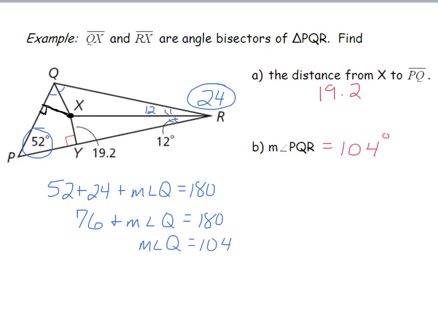Now, pay close attention to what the question is asking you. If they're asking specifically for PQR, PQR in this case is the whole entire angle, which is why we put 104 degrees down. If they would have asked for the measure of angle PQX, I would have taken the 104 and divided it in half. So hopefully this makes sense.